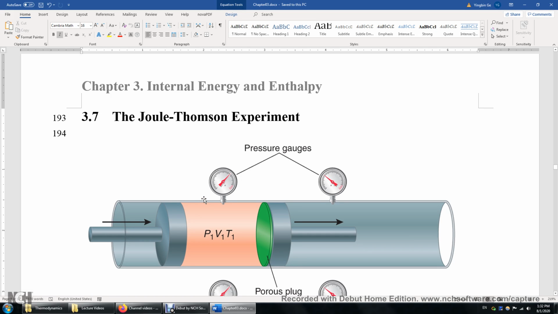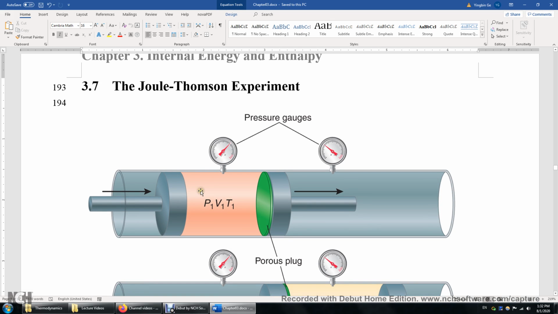Section 3.7, The Joule-Thomson Experiment. First, let's look at the diagram. We have an ideal gas with an initial state of P1, V1, T1. We're about to push this gas through this porous plug. The external pressure is slightly greater than P1.